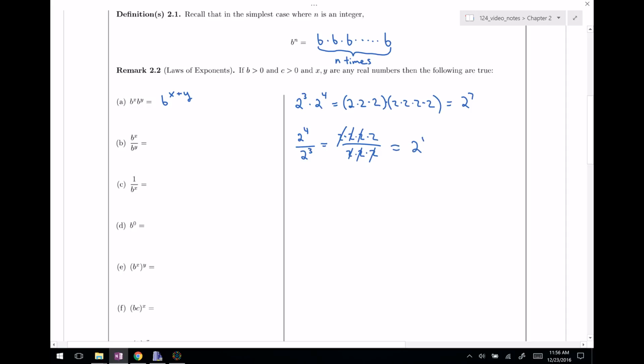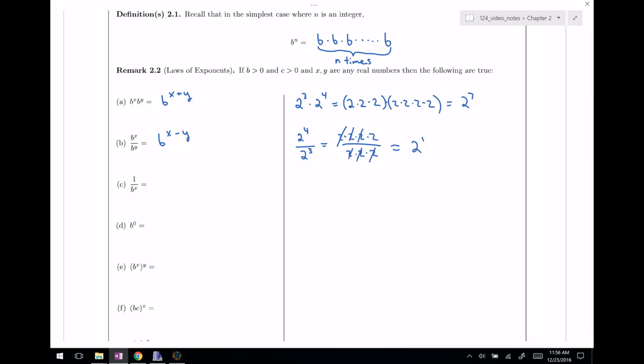So in order to get 1 from 4 and 3, I'd probably subtract, so this should be b to the x minus y. That's 2 to the 4 minus 3. 4 minus 3 is the 1st power, that's 2 to the 1st. And it's because of cancellation. The cancellation is what's going on here.